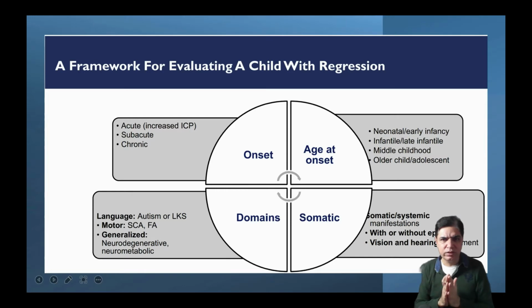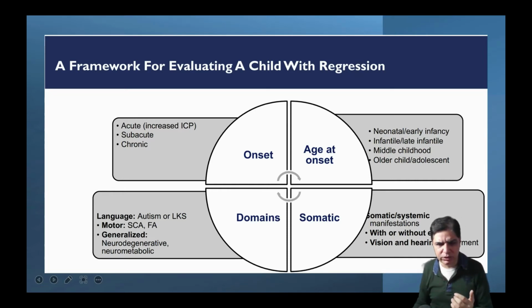So age at onset, I told you that certain conditions can present in neonatal or early infancy, like glutaric aciduria type 1, or sometimes they might present in infantile age, like West syndrome, middle childhood, like leukodystrophies, or older child, like Wilson disease. Similarly, the onset can be acute, like all of a sudden deterioration in somebody who developed psychosis, and after that is unable to walk, unable to talk, hearing, everything is affected. So that is an acute presentation.